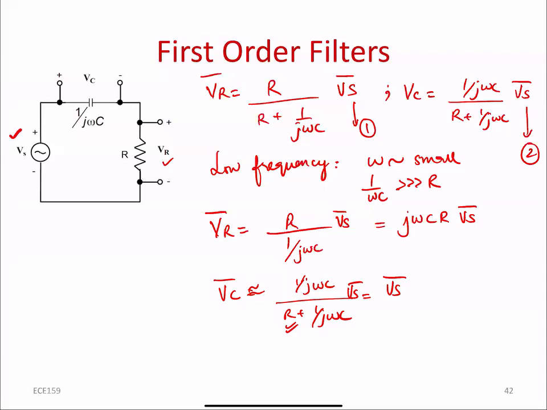So this is very interesting to evaluate, which shows us that all the source voltage appears across the capacitor at low frequencies and virtually no signal appears across the resistor. So which kind of filter is this? Is it a low pass filter or a high pass filter? It is definitely a low pass filter, and that's how we have designed this filter for low frequencies. So this is a low pass filter.